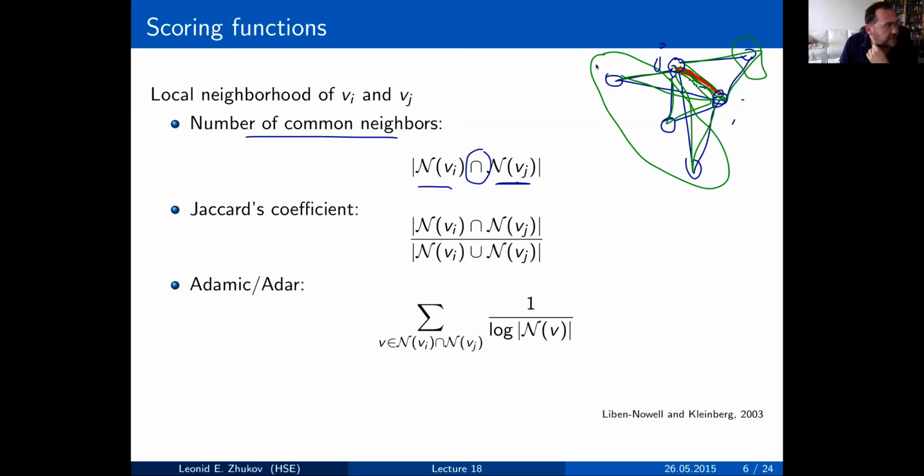We can also normalize this, creating the traditional Jaccard coefficient, where it would be the number of common neighbors divided by the total size of the neighborhoods of the two nodes, right? Usually people prefer the Jaccard coefficient because it's normalized. Surprisingly, in the settings of link prediction, the number of common neighbors works pretty well.